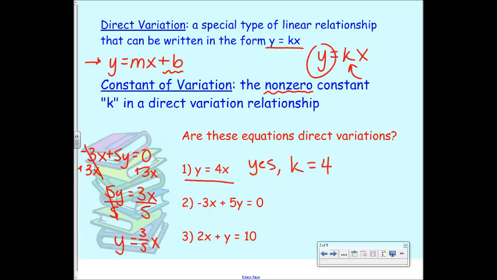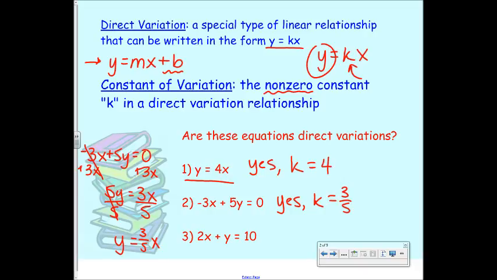All right, so is this direct variation? Yes, it is. What's our constant? 3/5. All right, your constant can be a fraction, just can't be 0. So we would say, yes, this is direct variation, where k is equal to 3/5. So even though this looked like it wasn't going to be direct variation, once you get y by itself, you see that it is.